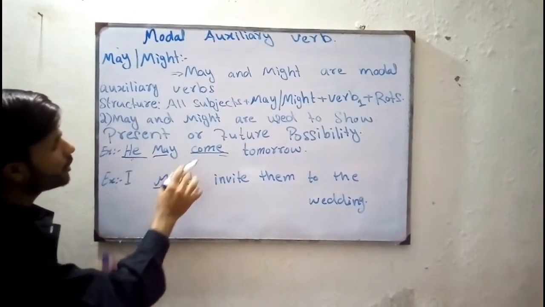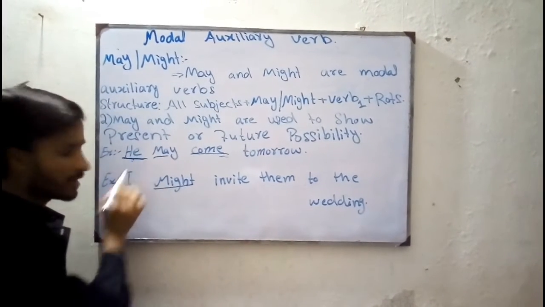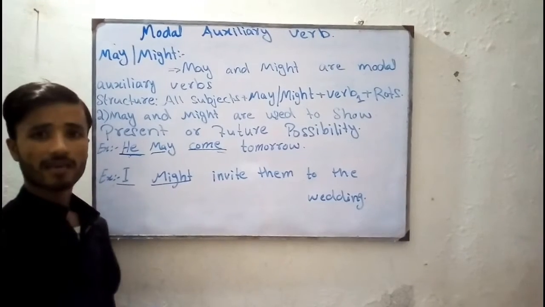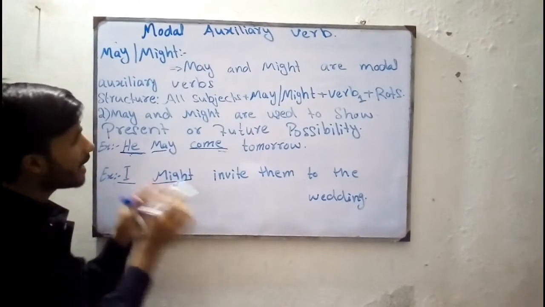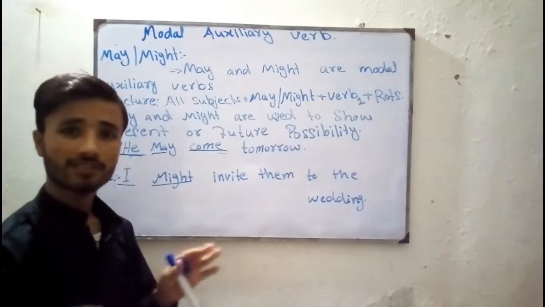Is this clear, guys? I told you that we can use might or may with all the subjects. Here I use singular he, right? And here I use I, and it is plural. So I might, and as I said, both have the same meaning. May and might, they have the same meaning.